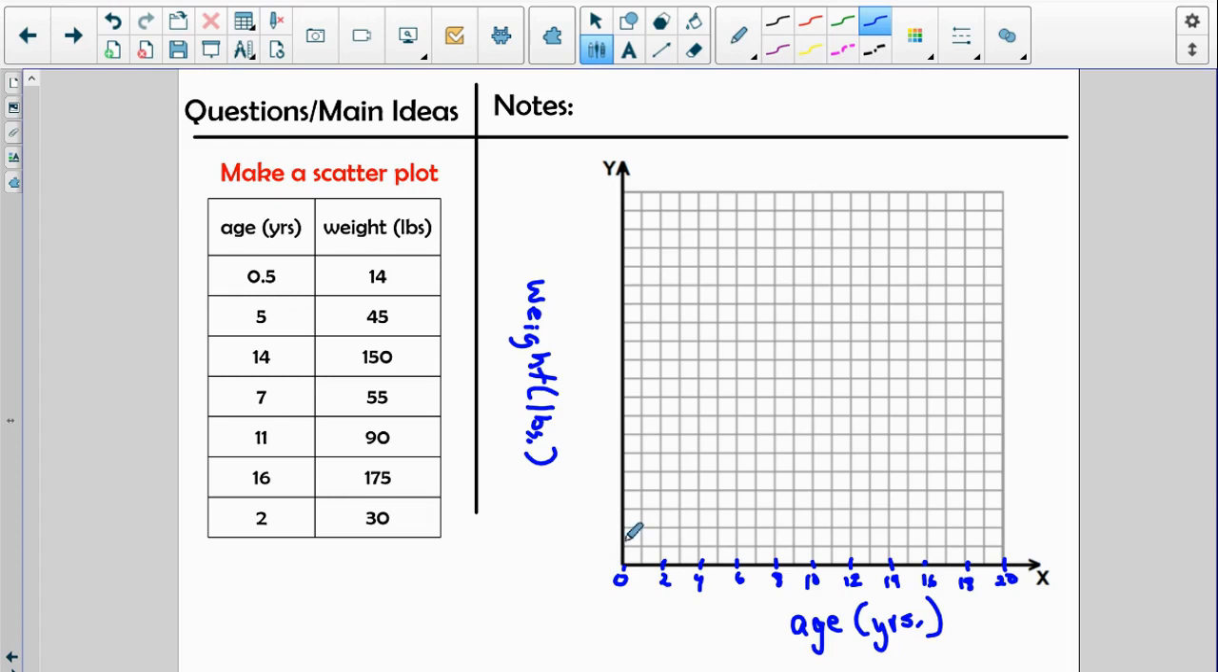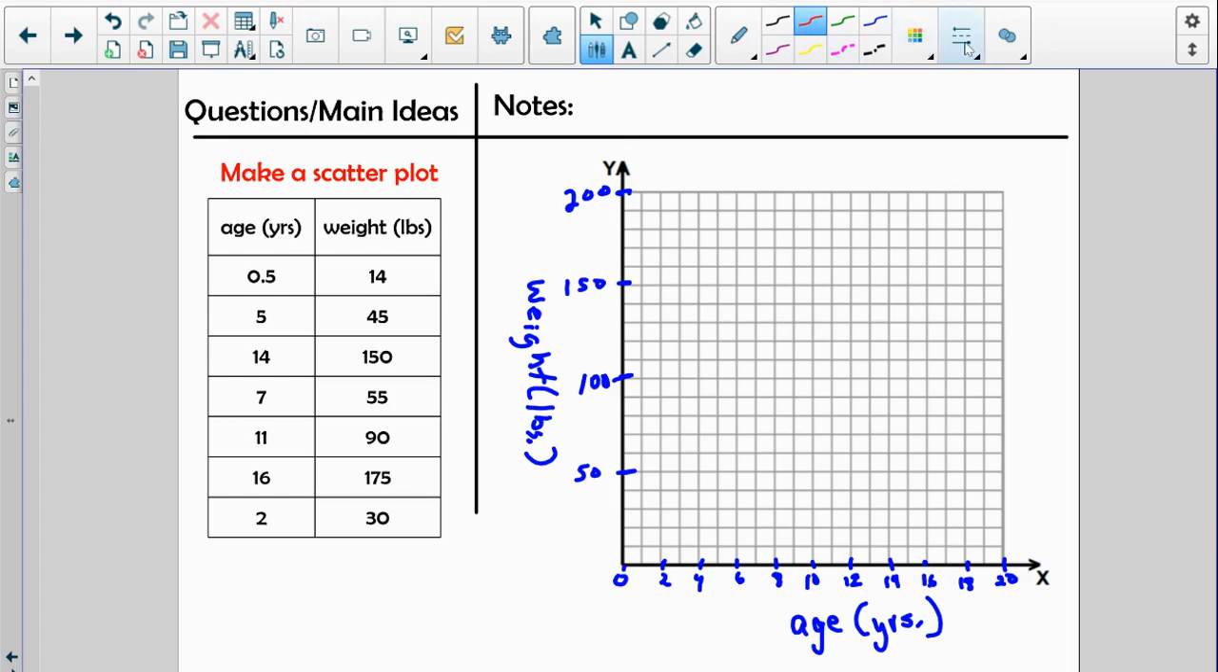So I'm going to count carefully, though: 10, 20, 30, 40. So there's my fifth one. That's 50 pounds. 60, 70, 80, 90. There's my 100 pounds. I count 5 more, 1, 2, 3, 4, 5. That would represent 150 pounds. And then all the way at the top is 200 pounds. Okay, so my graph is set up, my scatter plot set up, excuse me. Next, I just want to plot my data.